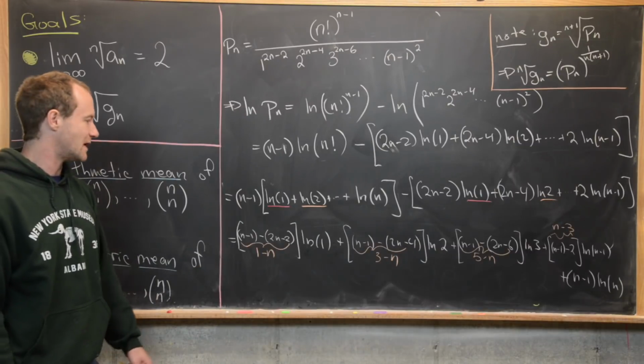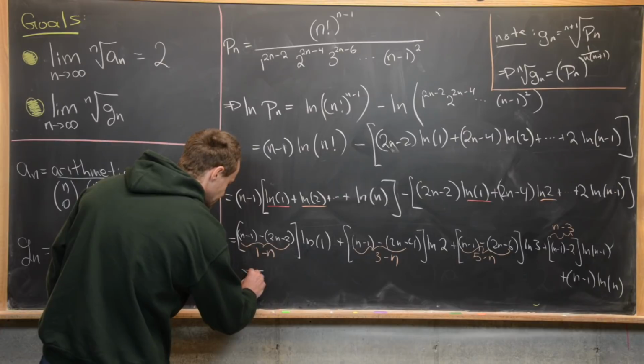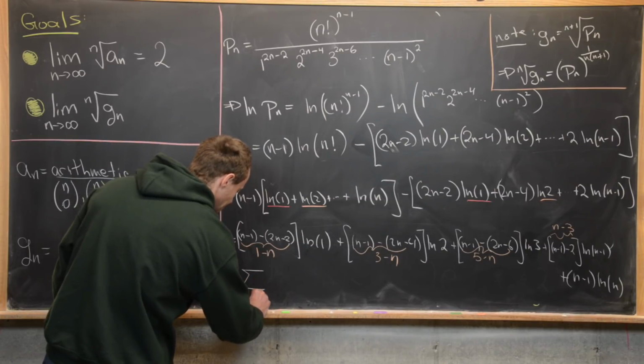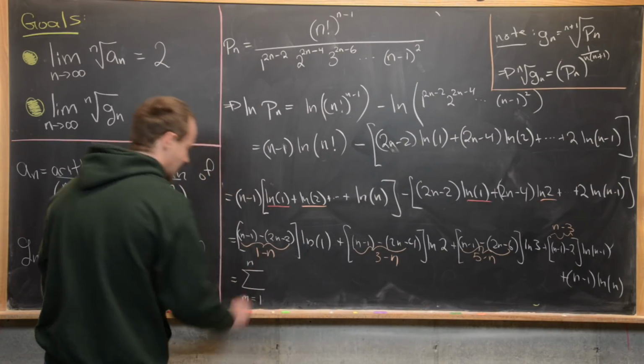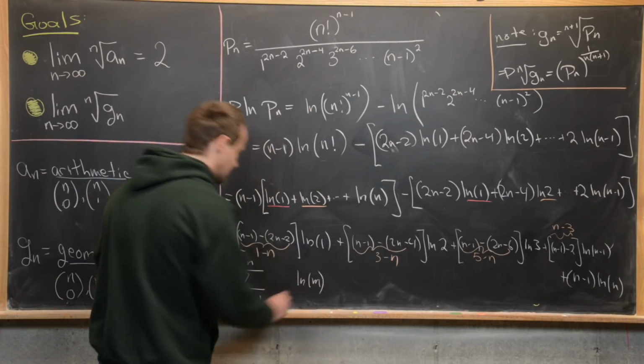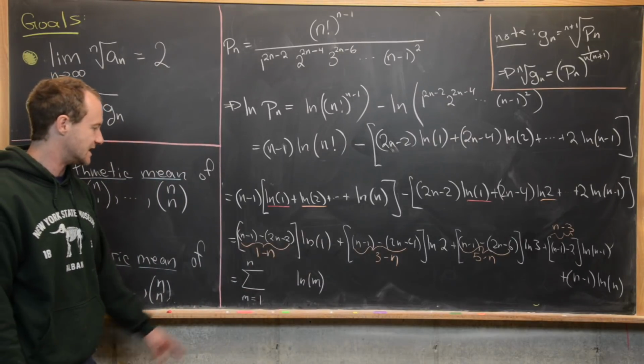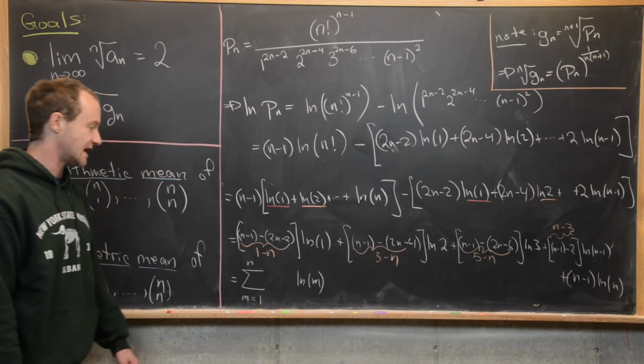So now let's see how we can maybe put all of this together into one sum. So now this is going to be the sum as m goes from 1 to n, and then the natural log of m, like that. Now we just have to figure out what this coefficient of the natural log of m is in terms of this kind of setup right here.